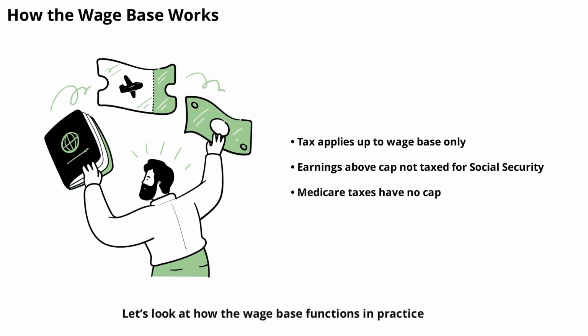Let's look at how the wage base functions in practice. Suppose you earn $200,000 in a year, and the wage base is $160,200. You'll pay Social Security tax only on the first $160,200 of your earnings. Any amount above that, $39,800 in this case, is not taxed for Social Security purposes. This system is designed to limit the amount of Social Security tax paid by high earners while ensuring that everyone contributes up to a certain point. It's important to note that Medicare taxes work differently and don't have a wage base limit.